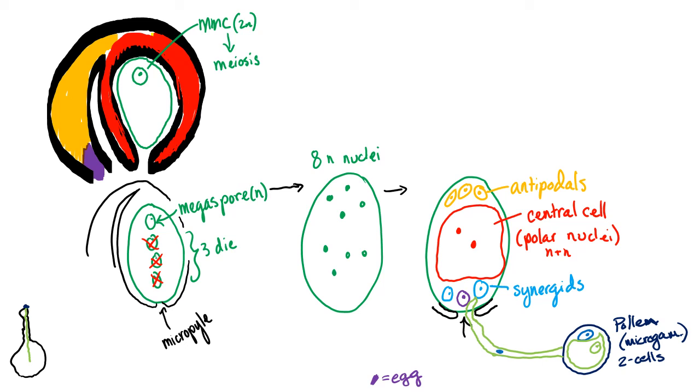and then the 2 sperm cells that were produced by this generative cell, which just divides by mitosis because it's already haploid. And then these 2 sperm cells are each going to fertilize something this time. One of these sperm cells is going to fertilize the egg, while the other one is going to fertilize the central cell.